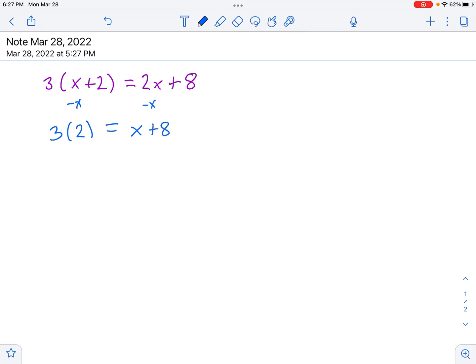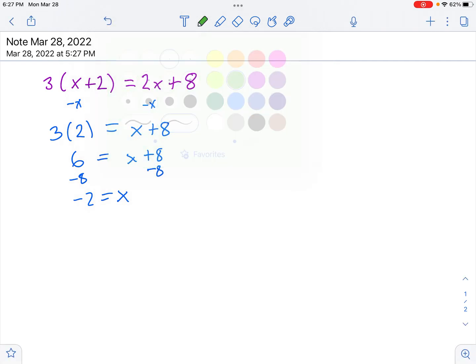And then some people will do the following. They'll say, oh, this looks like multiplication. 3 times 2 equals 6. 6 equals x plus 8. And then subtract 8 from both sides, and you get x equals negative 2. You can probably see that that doesn't work, right?